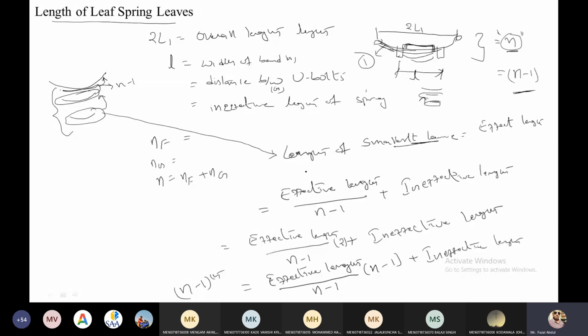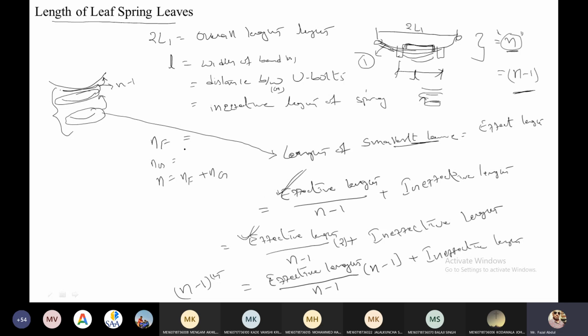So remember, in this setup the last part is the smallest leaf. So the length of the smallest leaf is this equation. And above this one, another graduated leaf is there, which is larger than the smallest leaf. So what is that length? That is the next leaf, this is the equation. So this equation you have to remember.